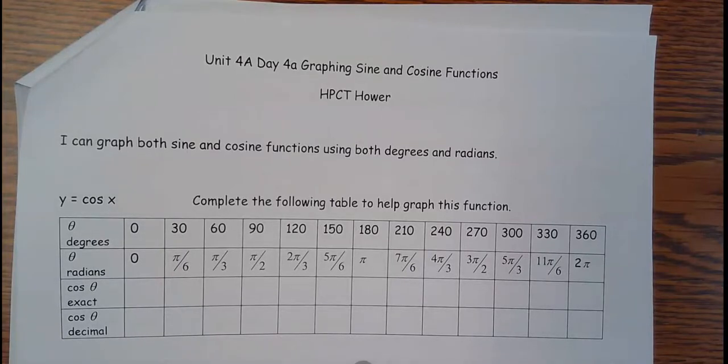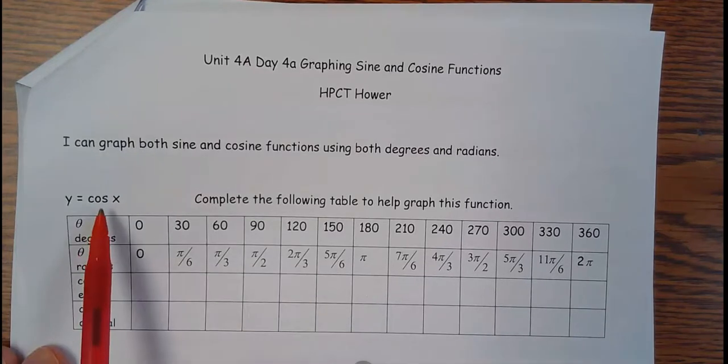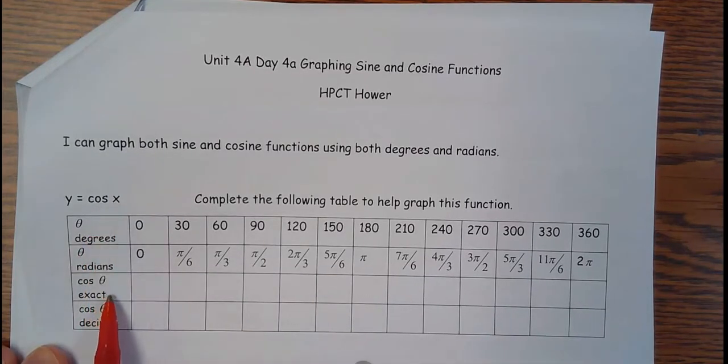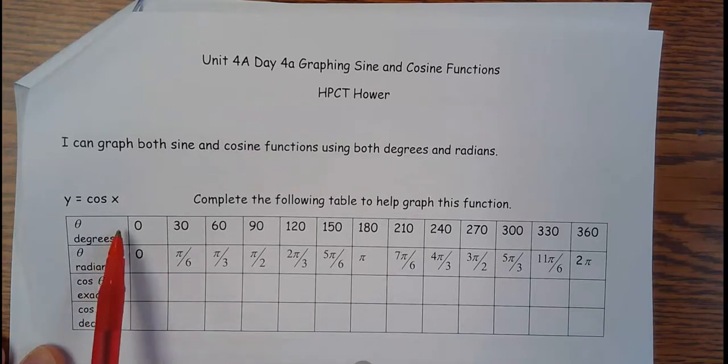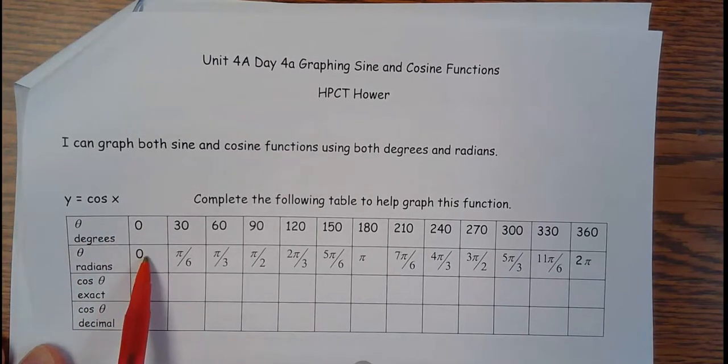Okay, we're going to start day 4, and this is the graphing of sine and cosine functions. So if you don't mind, let's take a moment. I want you to fill this out. You can use your unit circle if you want to. Maybe try to quiz yourself every now and then, but for the cosine, we're going to do the exact value. So for instance, 0 degrees is the same thing as 0 radians.